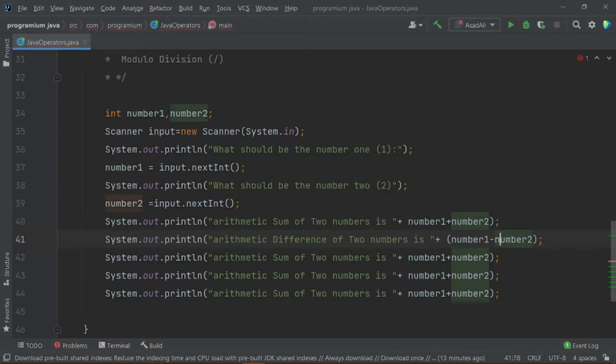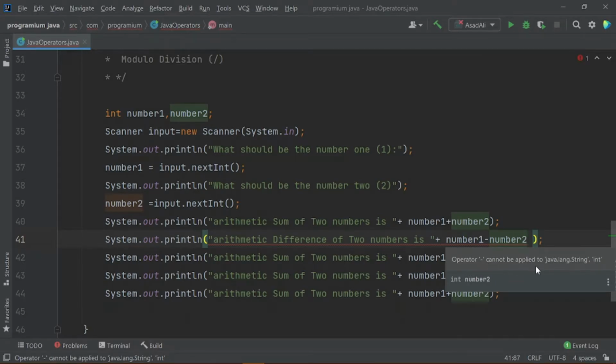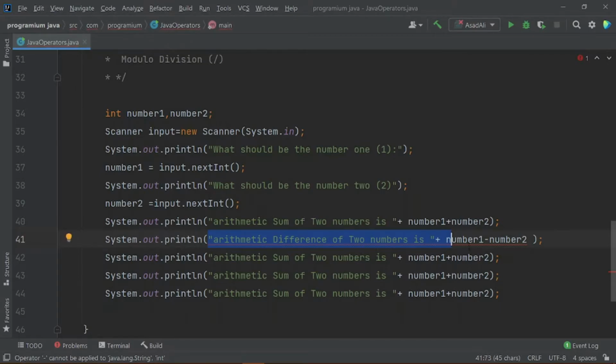Okay, one more thing here: we have to use this kind of notation so that we don't get an error here. Let me show you what the error could be. If we use it directly here and hover over it, it would say operator minus cannot be applied to java.lang.String and integer. Actually, when you concatenate things in this print statement, Java converts the concatenated parts into a string. So to tell the compiler, we have to use brackets so that the compiler first subtracts these numbers and then concatenates with this string.